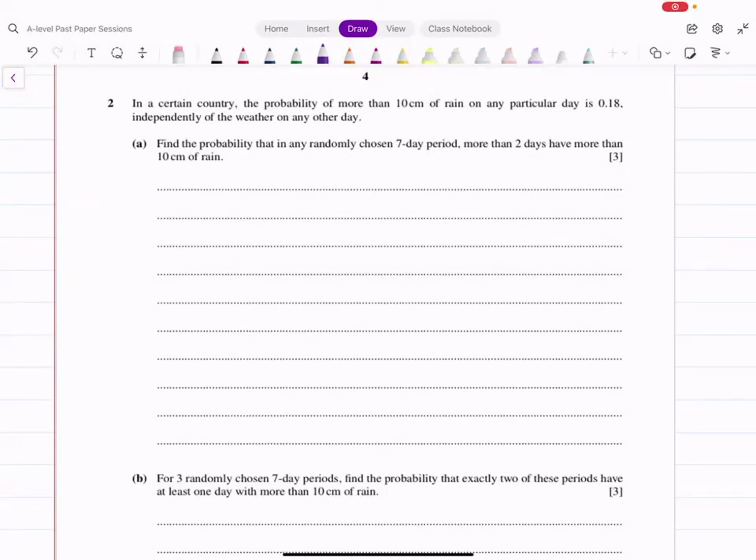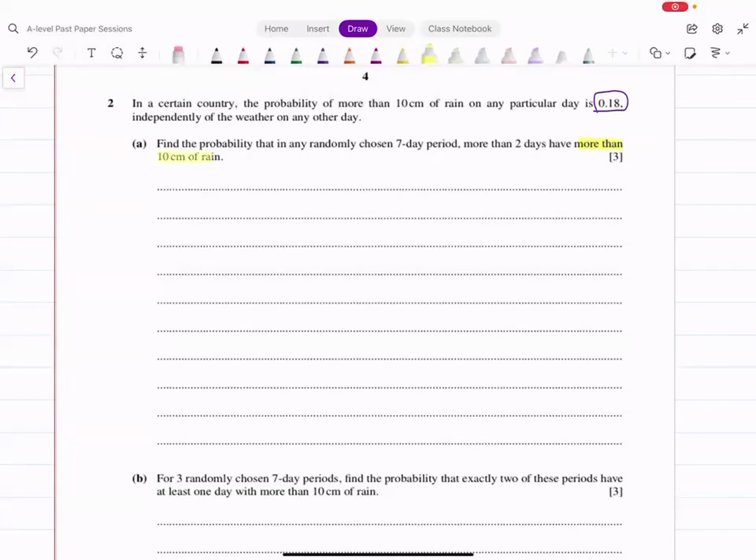First we need to see what kind of distribution this is. Probability is constant, 0.18, that is not changing. So it could be either binomial or geometric. In binomial, we are talking about the number of successes. In geometric, we are looking for the number of trials until the first success. Here, it's not about the first success, here we are looking at the number of successes. And how are we defining success?